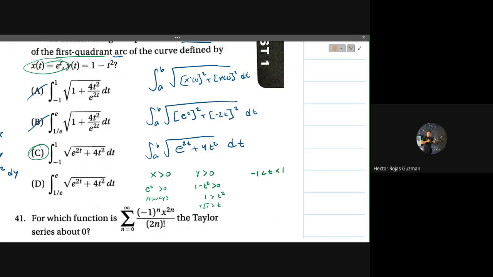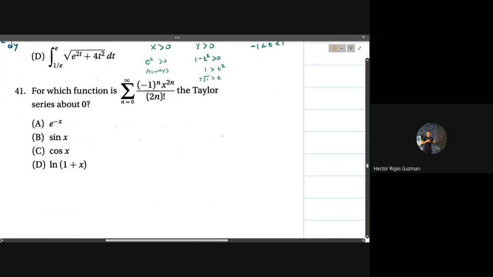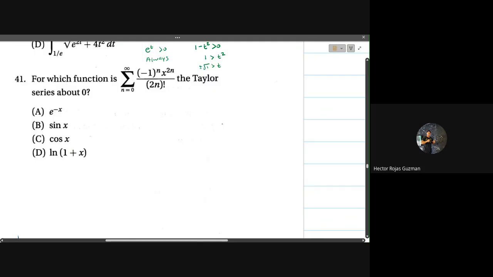So let's see. The x component, we don't have to worry about that one. That one's always going to be positive. So there it is.